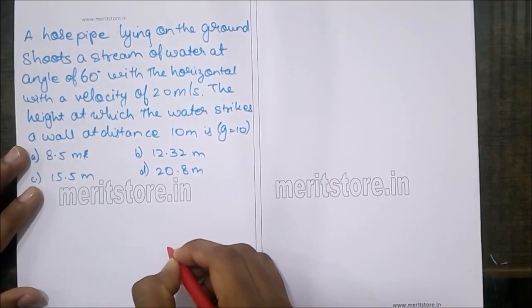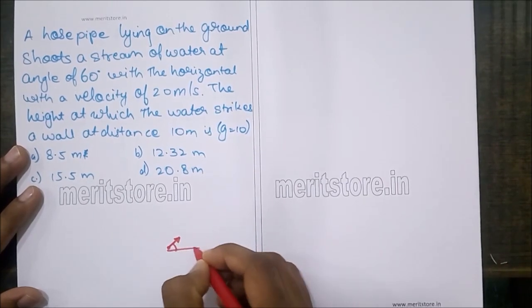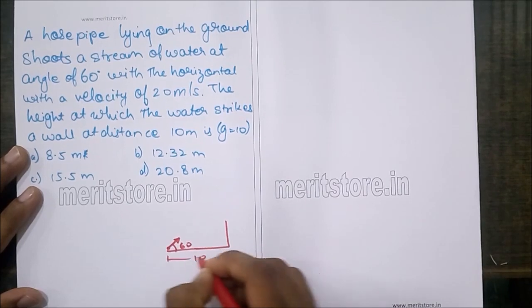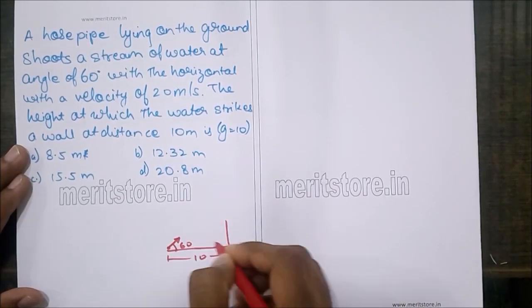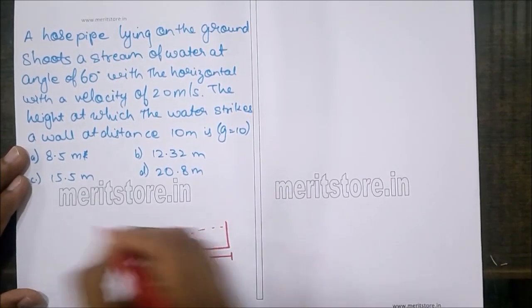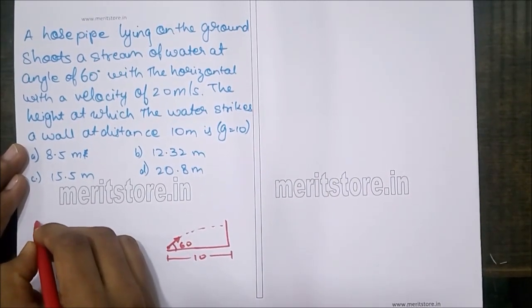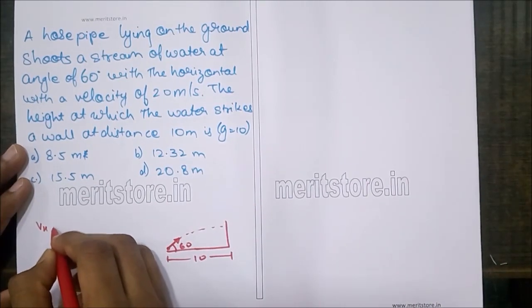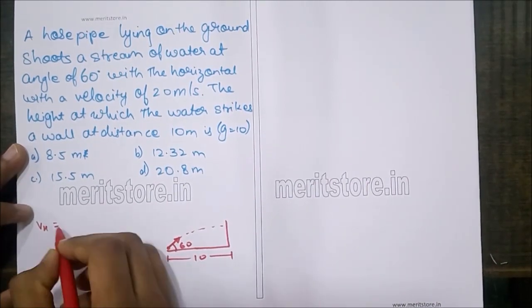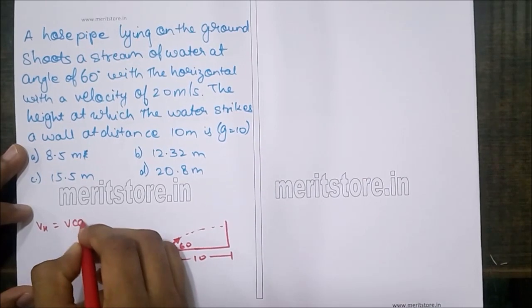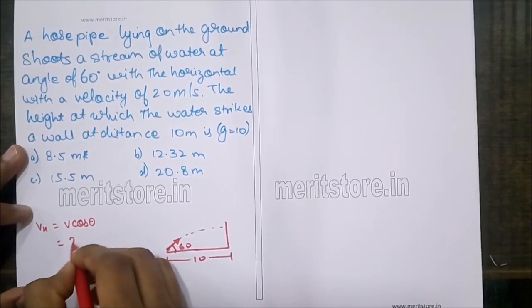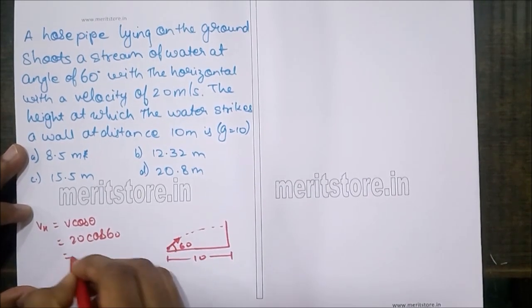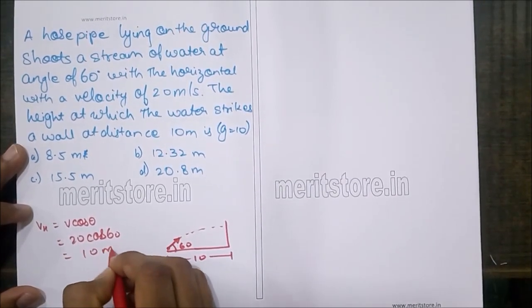So when the water is projected at an angle of 60 degrees, there is a wall at a distance of 10 meters. Now, for a projection, the horizontal component of velocity always remains constant. Hence, Vh, the horizontal component of velocity, is given by v cos theta, which is equal to 20 cos 60, which is equal to 10 meters per second.